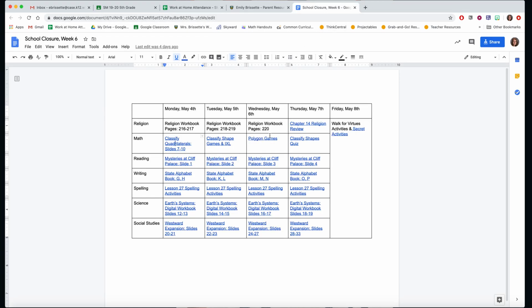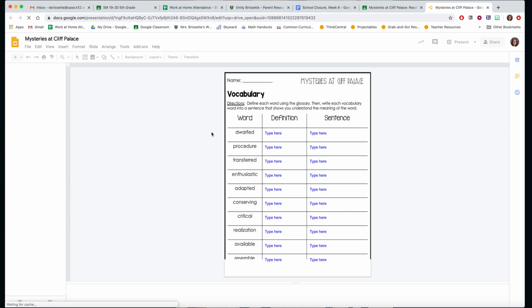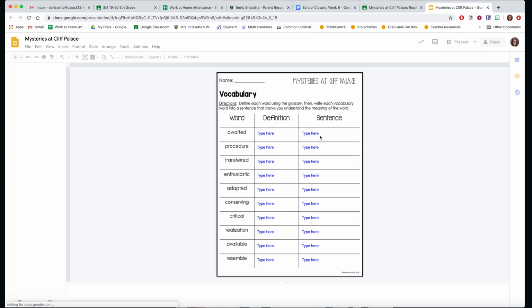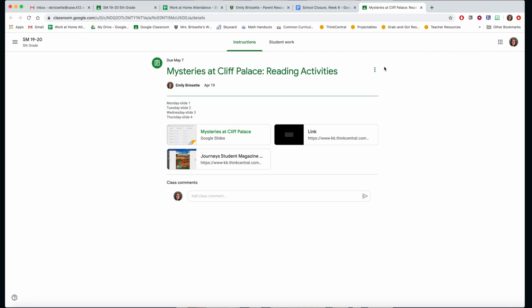And I've got some games to play before you take a mini quiz on Thursday. For reading, we're going to be reading in our Reading Adventures magazine, Mysteries at Cliff Place. So today you're working on vocabulary, just slide 1. What are the definitions? What are the sentences? And I can add the link again for the digital textbook for the student edition, so you can have the glossary again. You can also look up the words using a different resource. For Tuesday, Wednesday, Thursday, I do have the digital magazine as well as the story linked there.